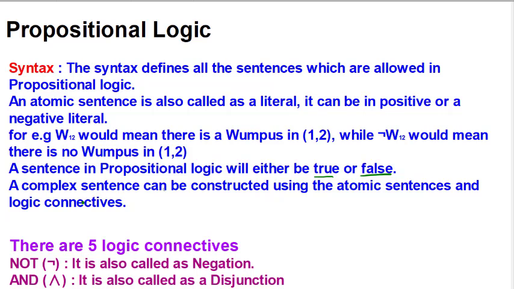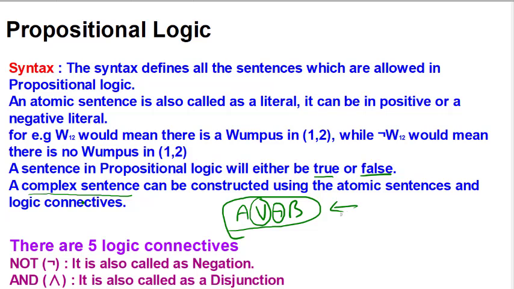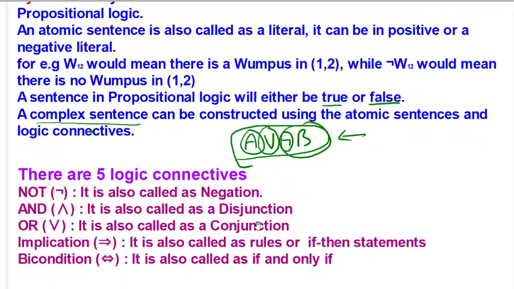A complex sentence can be constructed using atomic sentences and logic connectives. So we can create a complex sentence by using atomic sentences and the connectives. First of all, we'll see the connectives afterwards. So we have an atomic sentence A, and this is what we have. This becomes a complex sentence. So here we are using two connectives, or and then negation. So this A or negation of B is a complex sentence which is constructed using atomic sentences. Now there are 5 logic connectives. The first is not.